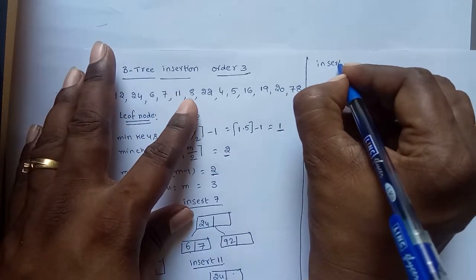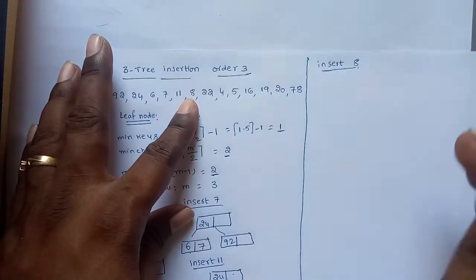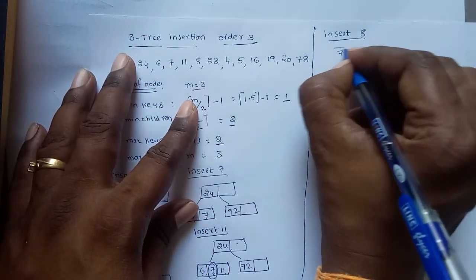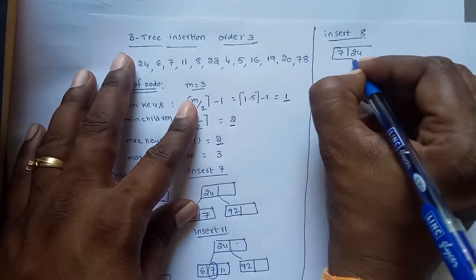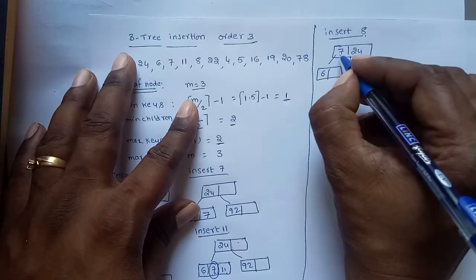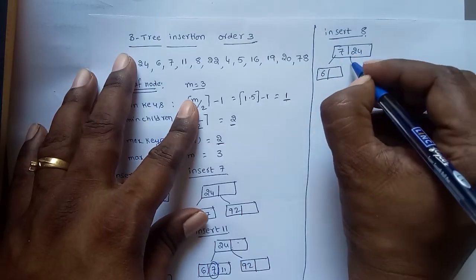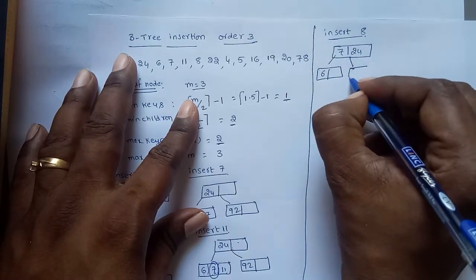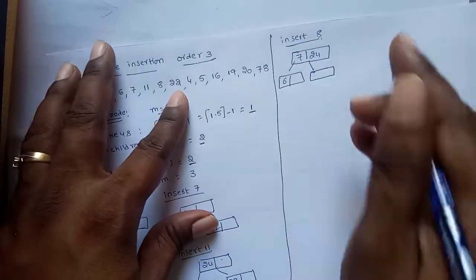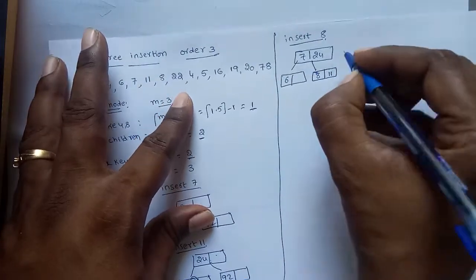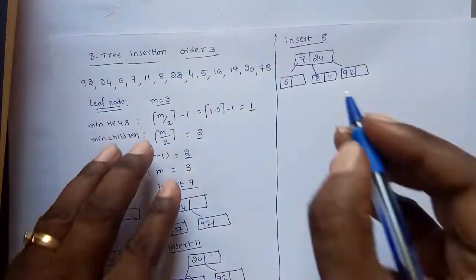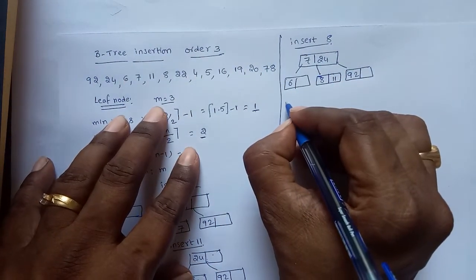Now insert 8. In the tree, the position of 8 is with 7, 24. 8 is greater than 7 and less than 24. So we have to move to the middle child. The middle child contains one element, 11. So according to sorted order, first place 8 and then 11. This is the tree. Now insert 22.